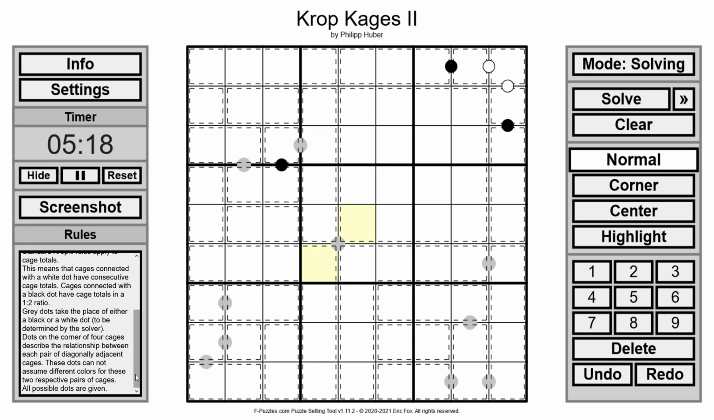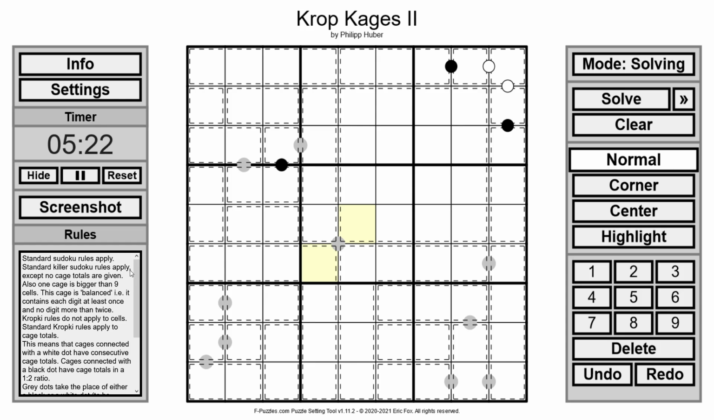And then the final rule, and a very important one, is all possible dots are given. And this is just a negative constraint on the dots and will be important in the solve later on.